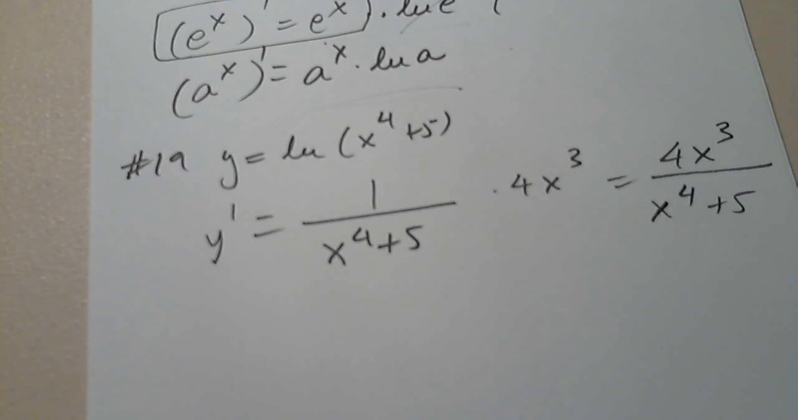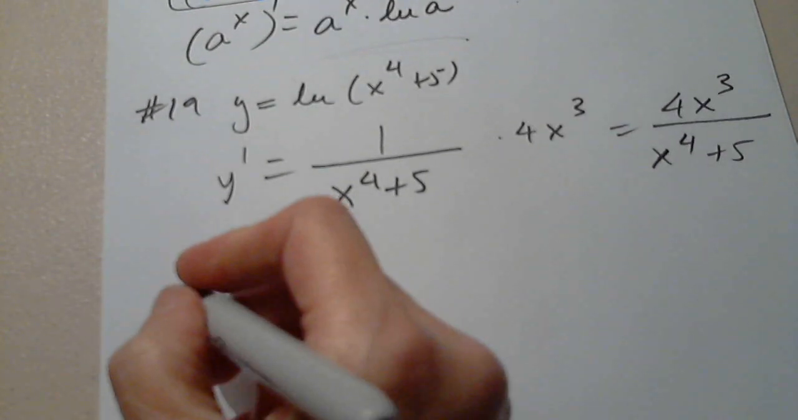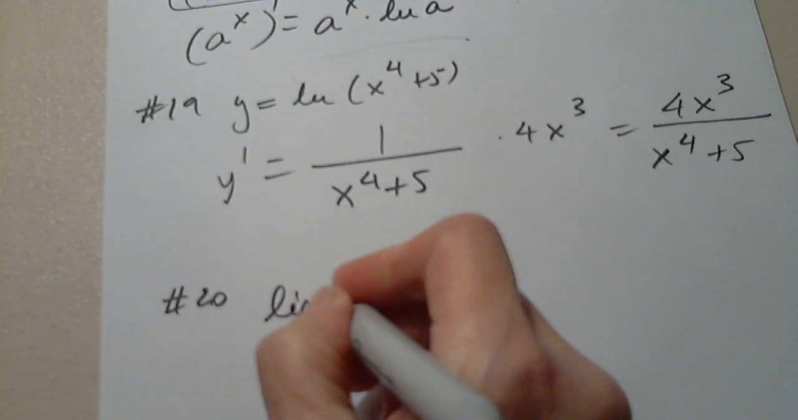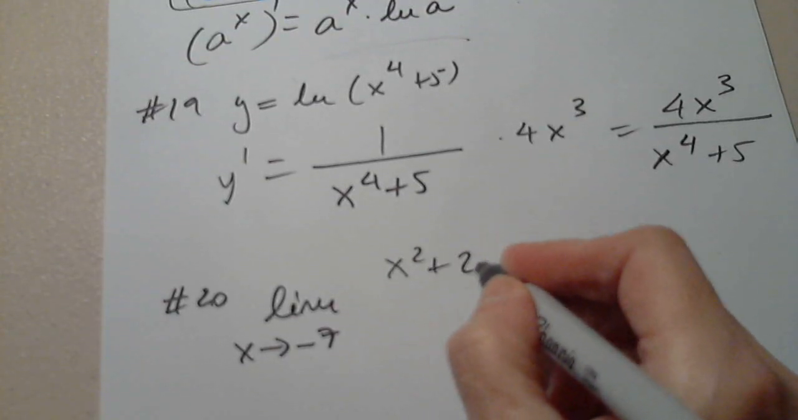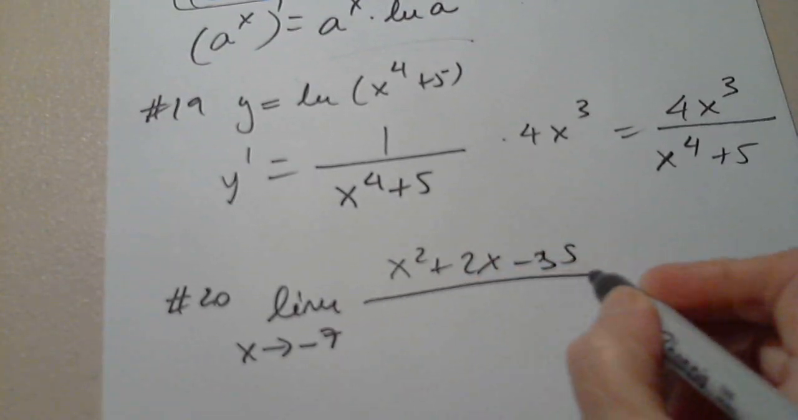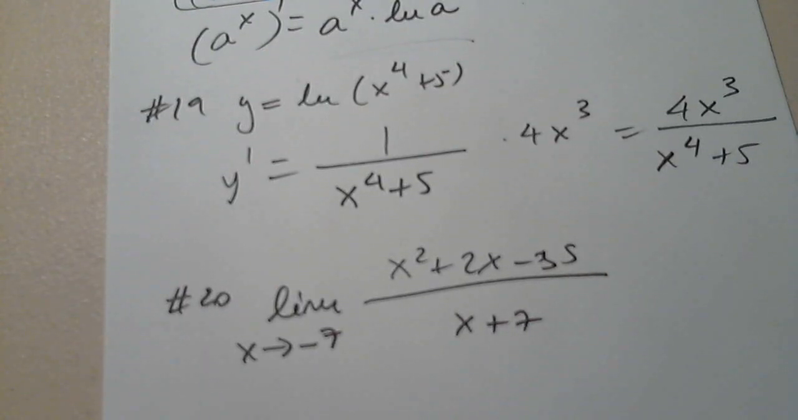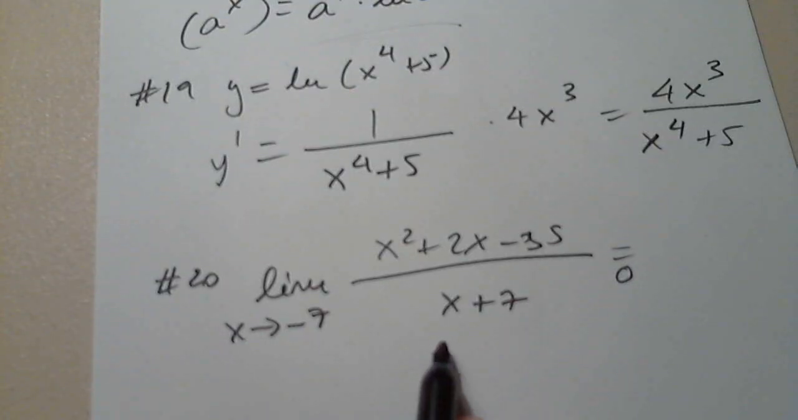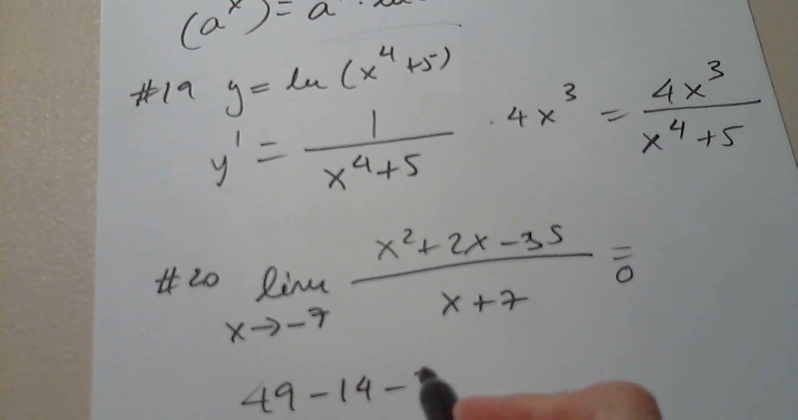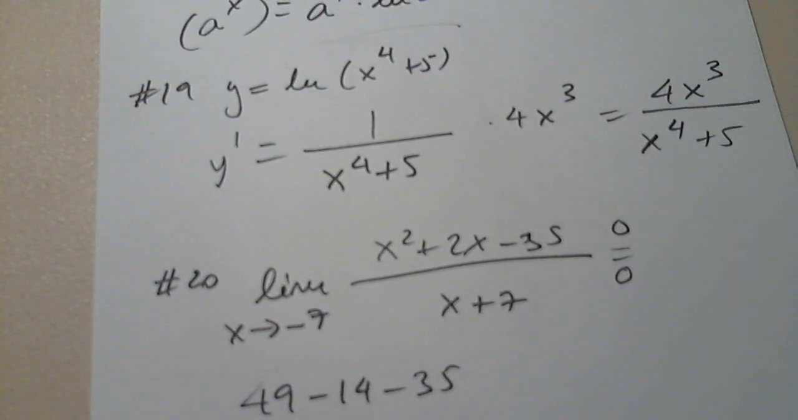Yes, very good. Let's take a look at 20. Limit as x approaches -7 from the other side, x squared plus 2x minus 35 divided by x plus 7. Good. So when calculating a limit, I have to plug it in to see the situation. When I plug in, the denominator is definitely 0. Let's see the numerator. 49 minus 14 minus 35. 49 minus 49 is 0. This is a good sign. Why is it a good sign? Because there is hope.